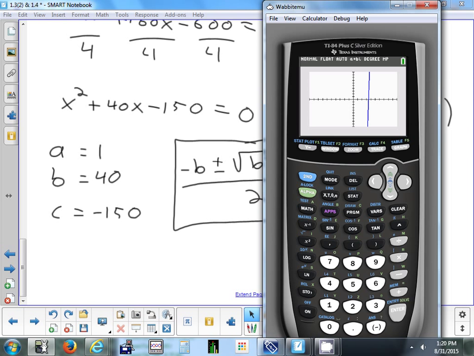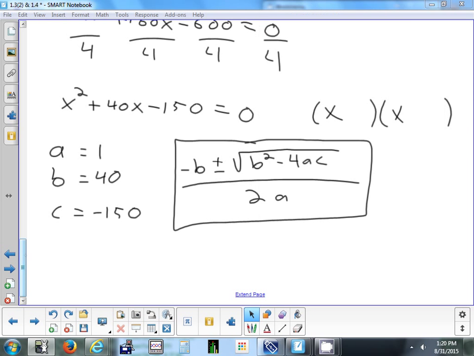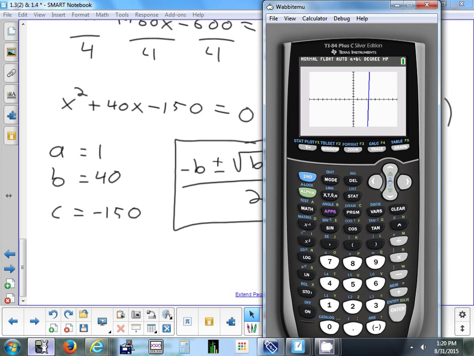Now, I'm trying to find where this graph hits 0. What value would you have to plug in for x, so you do all this arithmetic out, and you get 0 for y? Does anybody remember what you call that, the name of where a graph crosses an axis? An intercept. Very good. So what we're trying to find here is an x-intercept. Where does it cross the x-axis?